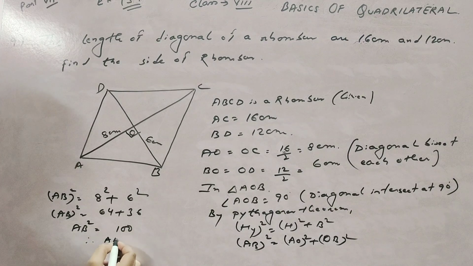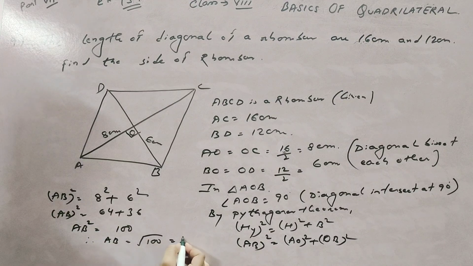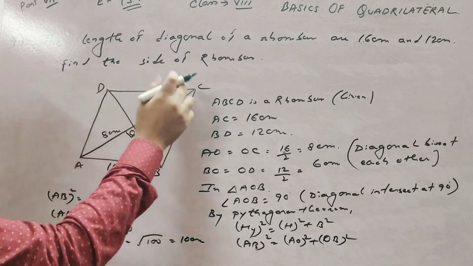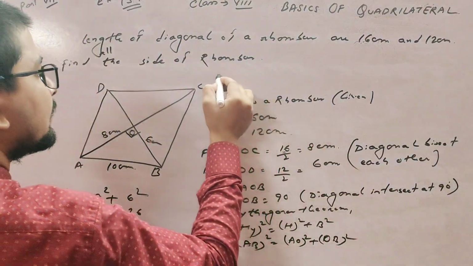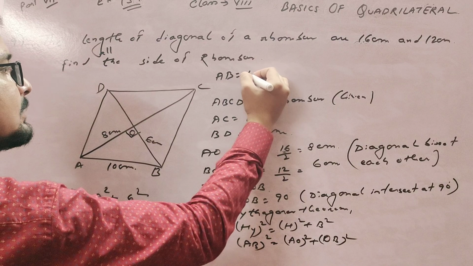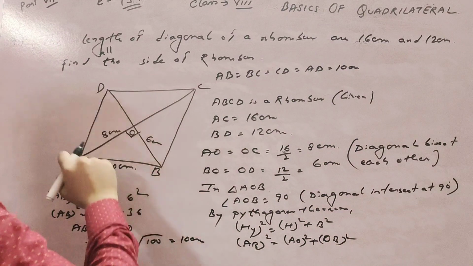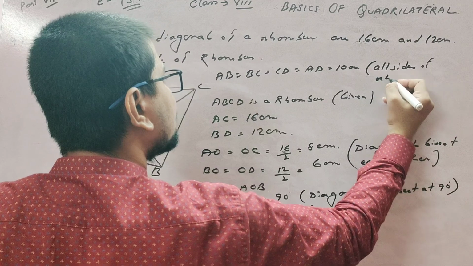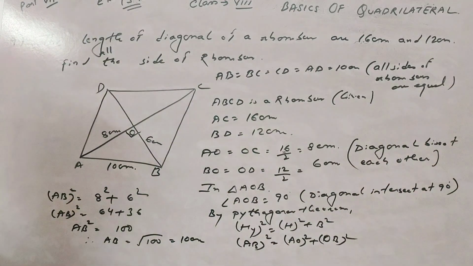Therefore AB equals root under 100, because the square is given. When the square is removed from this side, this is the square root, so that is 10 centimeter. So AB is 10 centimeter. Okay, but find all the sides of the rhombus. So if AB equals 10, BC is also 10, CD is also 10 and AD is also 10 centimeter. All sides are 10 centimeter because we know that all sides of a rhombus are equal. Okay, note.